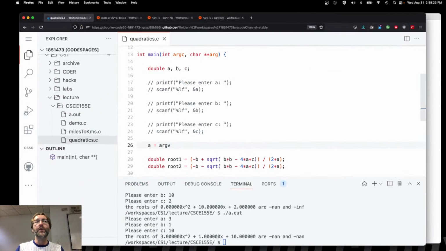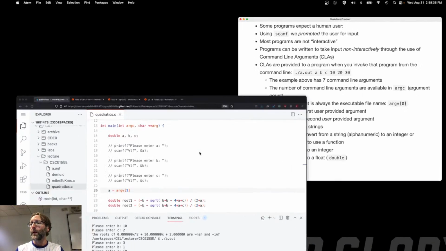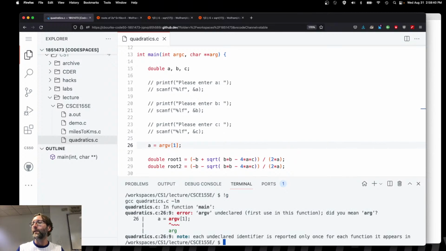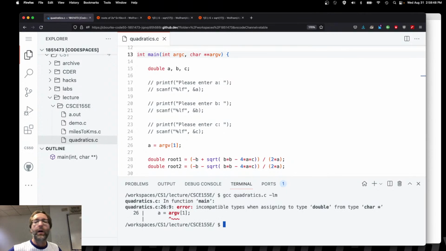argv sub 1, the first user-provided command line argument, is going to be 1. Remember, 0 is going to be that a.out, right? argv sub 0 is always that first executable file name. So, can I do that? Nope. argv is argv. I misspelled it up there. Sorry. There we go. Error.